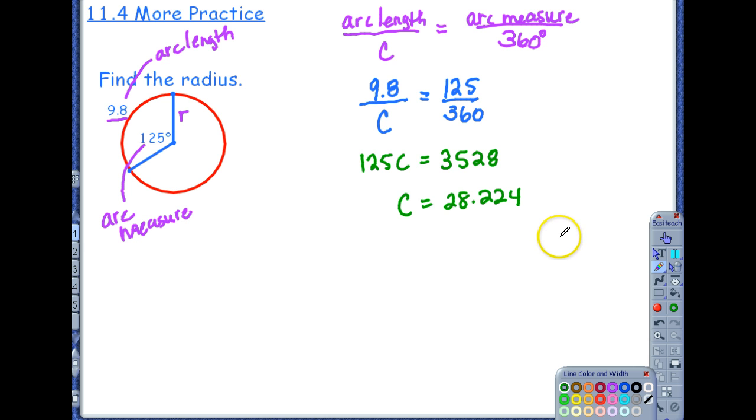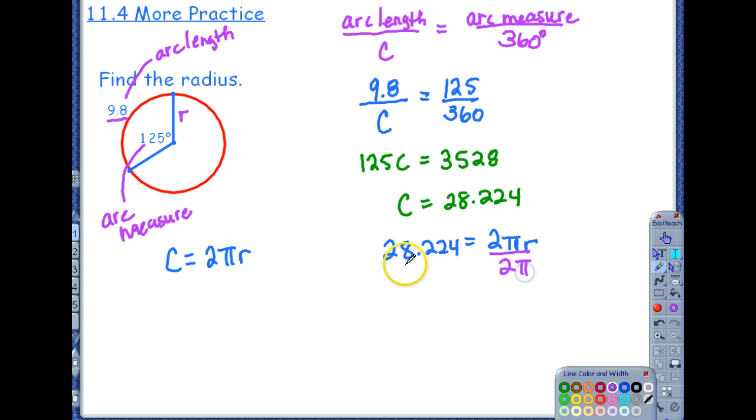Now, is that my answer? No, that's the circumference, and they asked for the radius. Now, what do we know about the circumference that involves the radius? Well, I know a formula that if I take 2 pi r, that gives me the circumference. So essentially, we know that the circumference is 28.224, and that's going to equal 2 pi r, right? Right. Now, we want the radius, so what am I going to do? We need to divide by 2 pi.